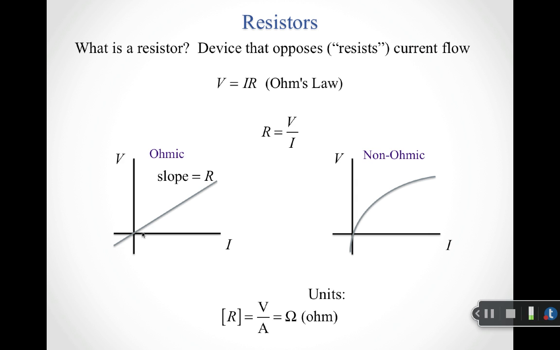Now in terms of units, thinking about this equation, the units of resistance are going to be the units of potential, volts, over the units of current, amps. So volts per amp is one way to write the units for resistance. Of course, we've given that another name, the ohm. The capital omega is the symbol we use for the units of resistance.